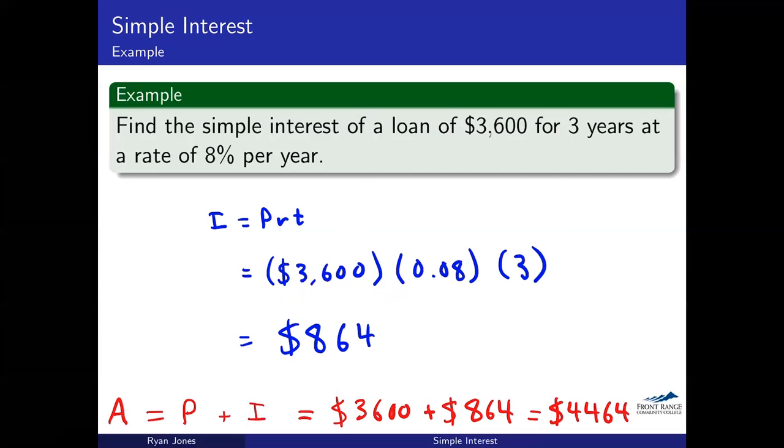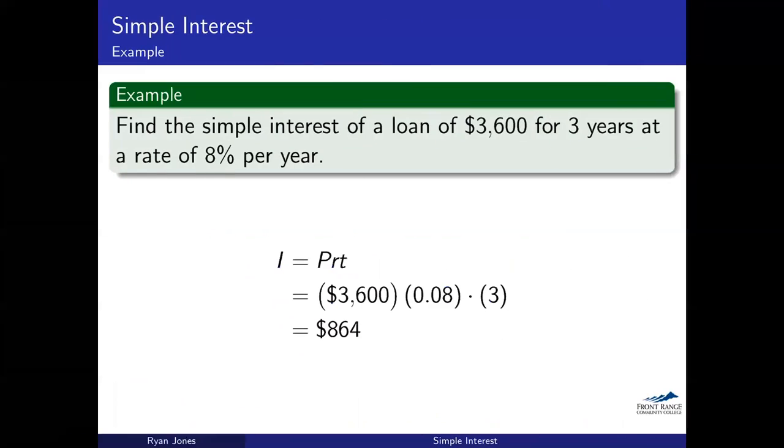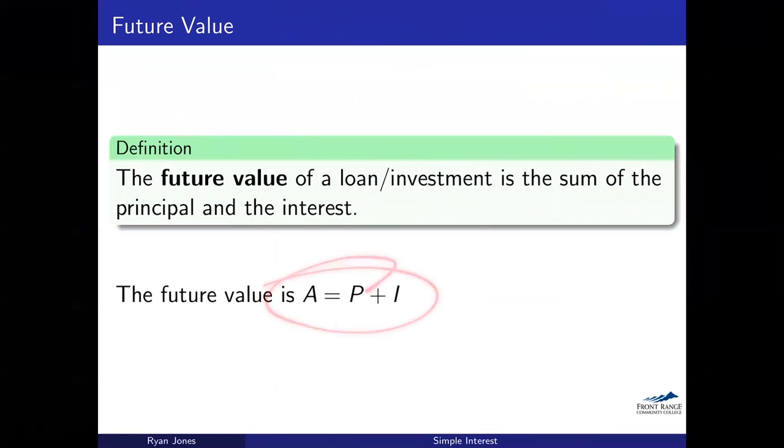And so this is a formula, though I really don't like saying the word formula, because this really is just intuitive. The final amount that I have to pay back if it's a loan, or the final amount that I have if it's an investment, is just however much I started with, and then add to that the interest that accrued on it. And so A equals P plus I. Yes, while it is sort of a formula that you can memorize and write down on a formula sheet, it's really just intuitive: how much I started with, add the interest in, that's how much my final amount is. And so we call this the future value.